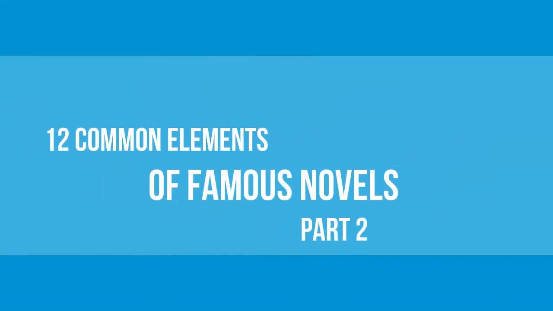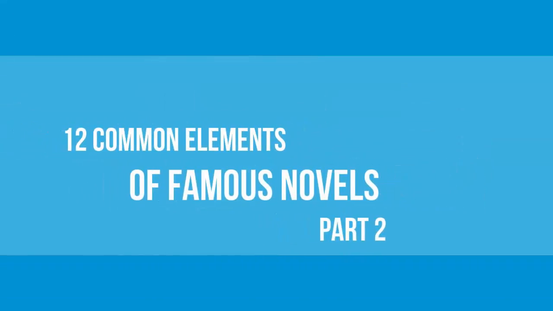12 Common Elements of Famous Novels, Part 2. Famous novels share much more in common than the 12 traits mentioned in the previous article. As Christopher Vogler reveals in his book, The Writer's Journey, there are 12 stages that the character must go through so that the story speaks to the reader on an almost cellular level. The 12 mythic elements of famous novels that resonate with readers.